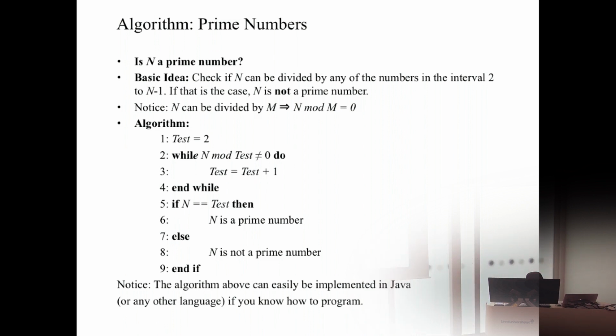So here we have steps 1, 2, 3. We take a variable with the name test, and then we check whether the number n divided by test returns a 0 or not, and then you increment the test by 1. In the end, this loop will continue until the remainder is equal to 0. And if the remainder is equal to 0, then you get out of the loop and test. If n is exactly equal to the test, meaning the same number, then it means the number is a prime. Otherwise, it's not a prime.